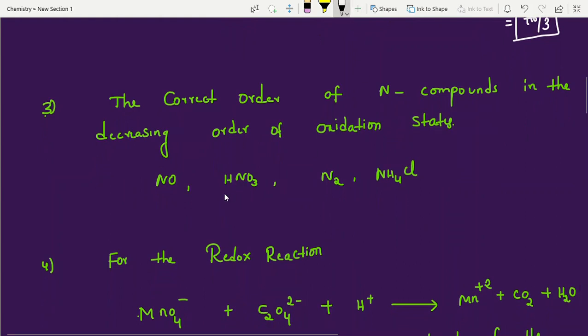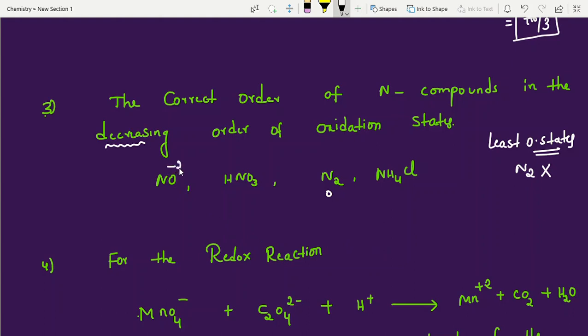Now, the correct order of nitrogen compounds in the decreasing order of oxidation states. It is a very easy question, but students generally make mistakes. Here they are asking decreasing order, but generally they ask for the least oxidation state also. That is why I have picked out this question where students generally make mistakes. They calculate that the oxidation state is 0, and they select the option N2, but this is wrong, students. Why is N2 not correct? We'll go for the calculation.